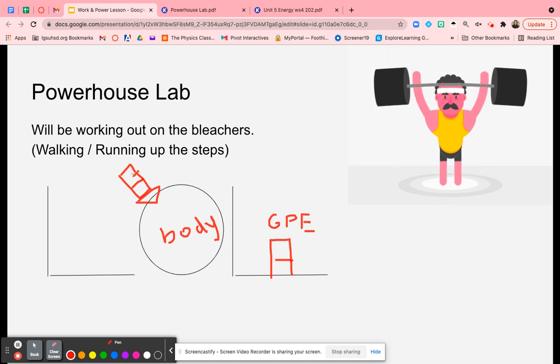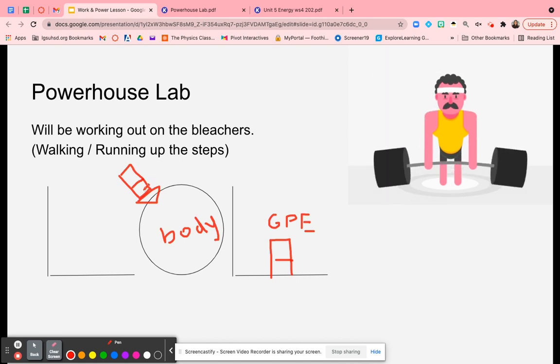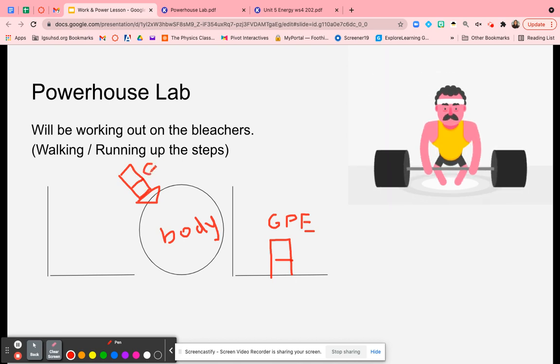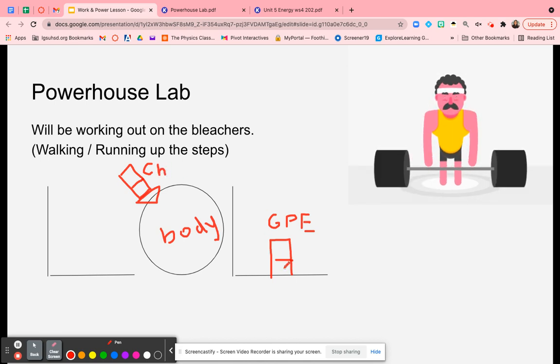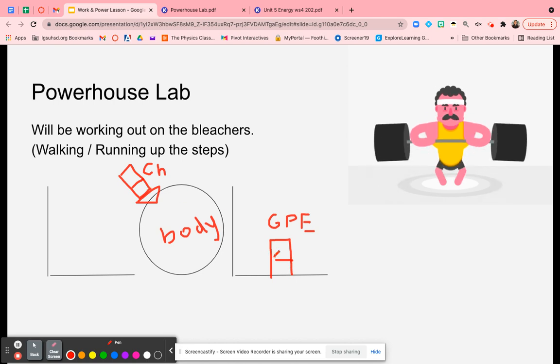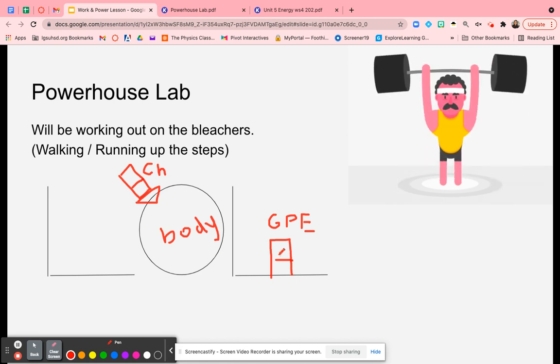So if I put 2 joules of energy in, this is chemical energy from my body, then I get 2 blocks of gravitational potential energy coming out. Based on conservation of energy, they have to stay the same.